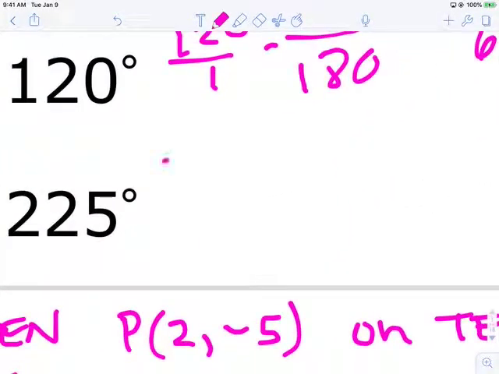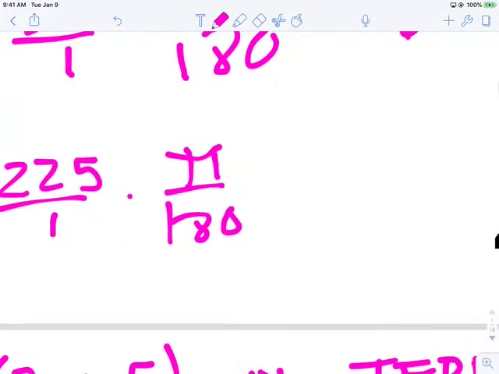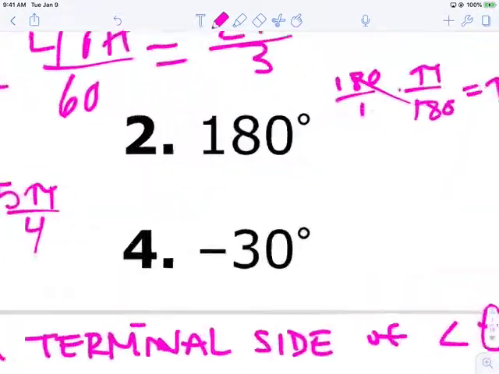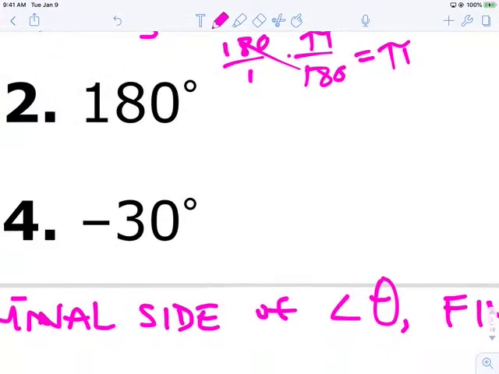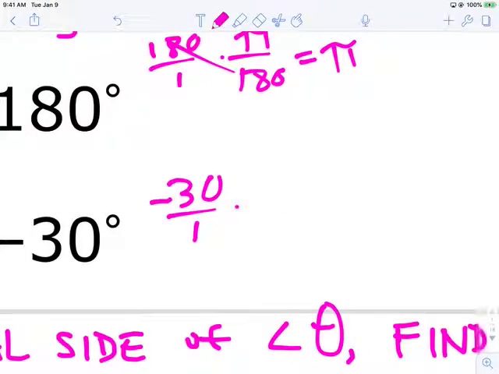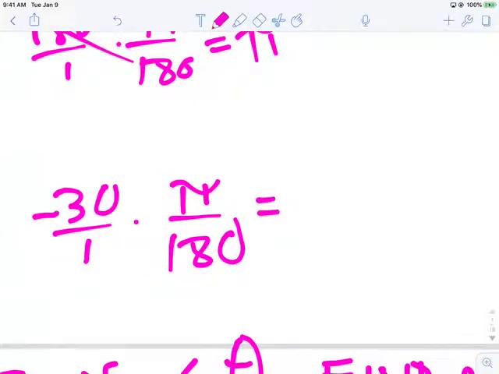And then we do the same thing for number 3, and you get 5 pi over 4 simplified. And then it's the same thing if it's a negative: 30 over 1 times pi over 180, and that would equal negative pi over 6.